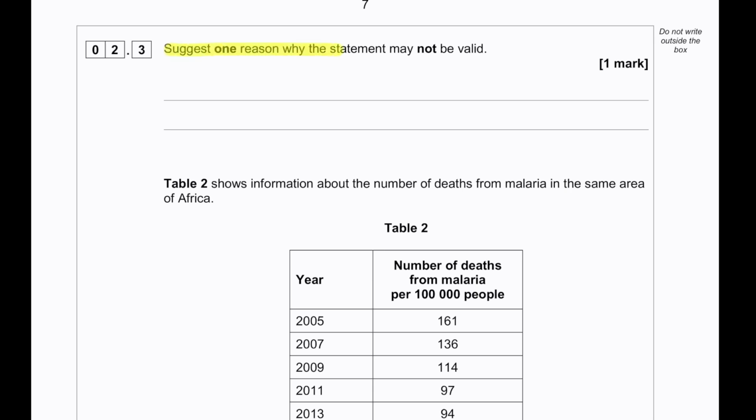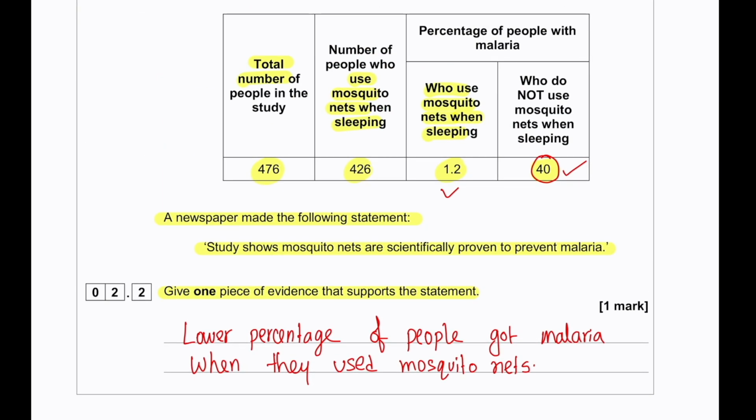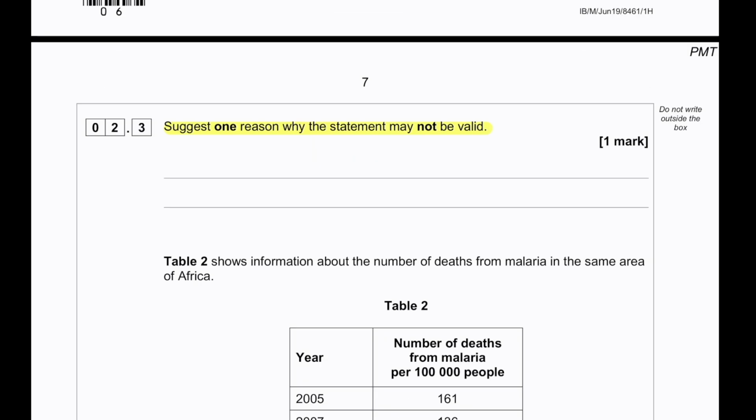Suggest one reason why the statement may not be valid. One reason the statement may not be valid is because even when using mosquito nets, some people got malaria. So some people who use mosquito nets have malaria.